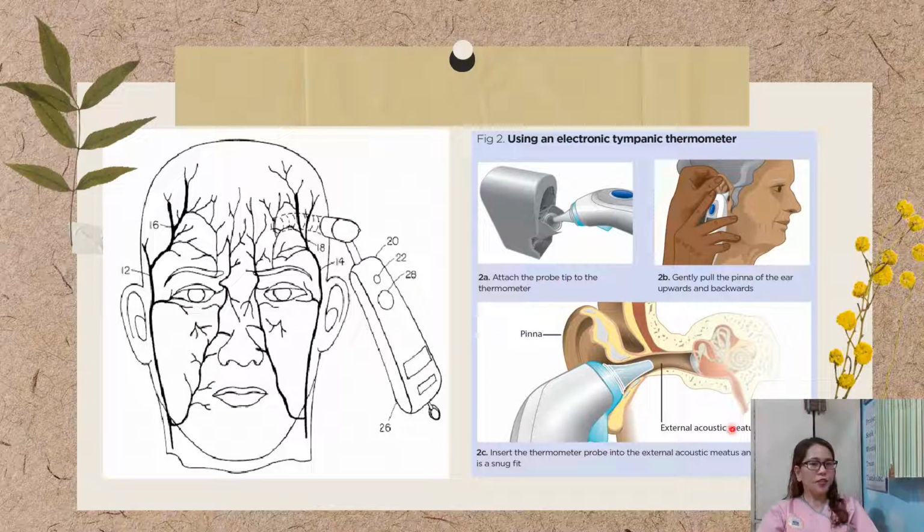So this is an example of how to use the infrared. For using an electric tympanic thermometer, you have to place it on the ear, in the opening of the ear or the ear canal.